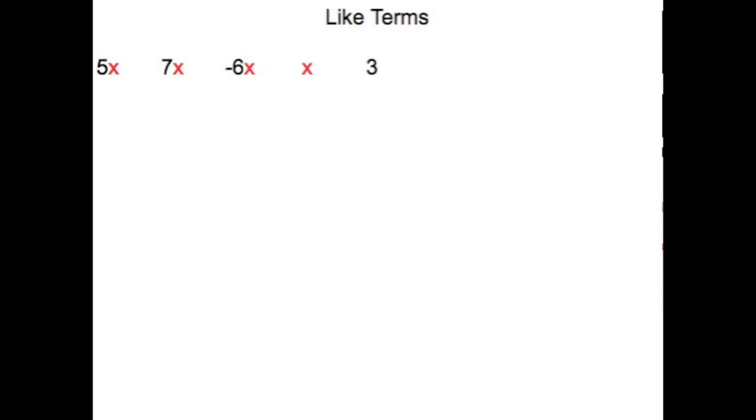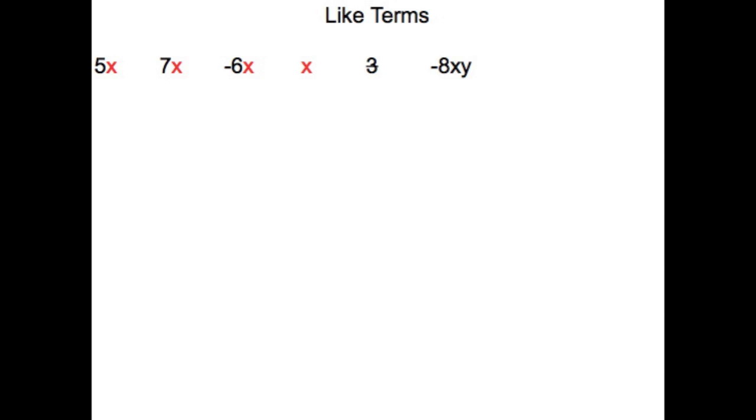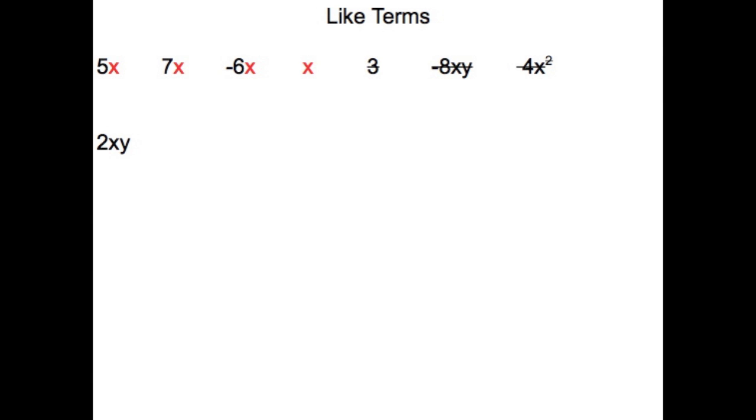3 would not be a like term because it does not have the variable x. Negative 8xy also would not be a like term because its variable combination is x and y, not just x. 4x squared would also not be a like term because again it does not have just the variable x. It has x squared. Let's take a look at another example, 2xy, and identify terms that are like and unlike 2xy.